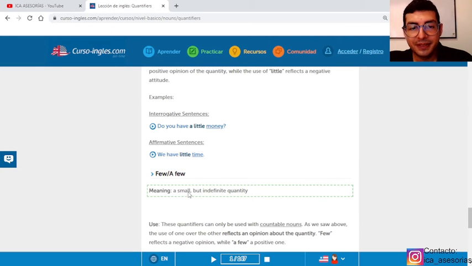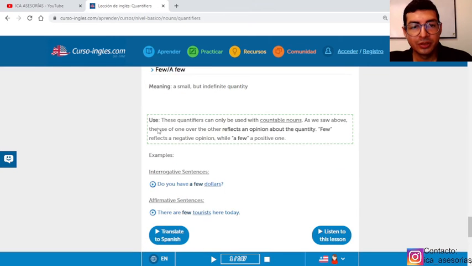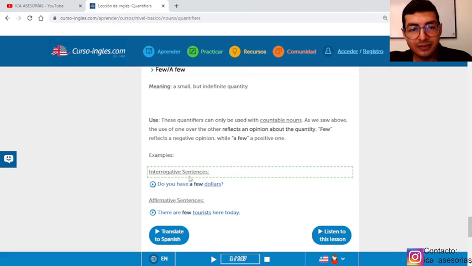Few, a few, meaning a small but indefinite quantity. Use. These quantifiers can only be used with countable nouns. As we saw above, the use of one over the other reflects an opinion about the quantity. Few reflects a negative opinion, while a few a positive one. Example. Interrogative sentences. Do you have a few dollars? Affirmative sentence. There are a few tourists here today.